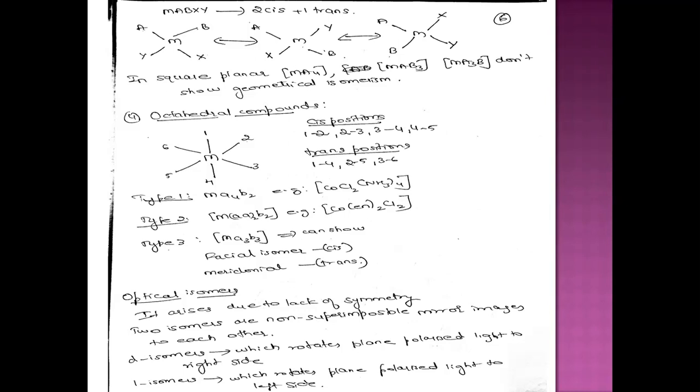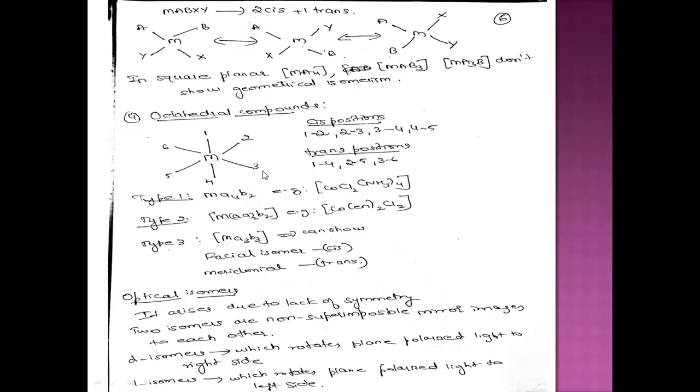This is a shortcut. First, if a tetrahedral complex comes, say directly that 0 isomers, or geometrical isomerism, are possible, right? If a square planar complex comes, you have to see which type of compound it is. Based on that, you have to judge whether geometrical isomerism is possible or not. Next comes the octahedral complex. Octahedral complex means what? The central metal atom is surrounded by 6 ligands, right?